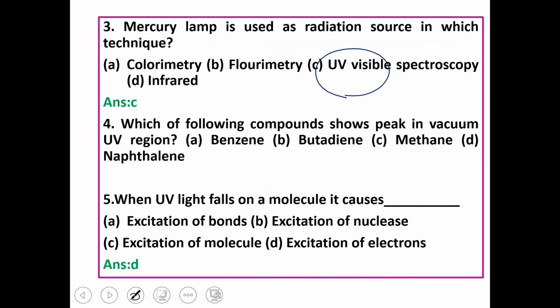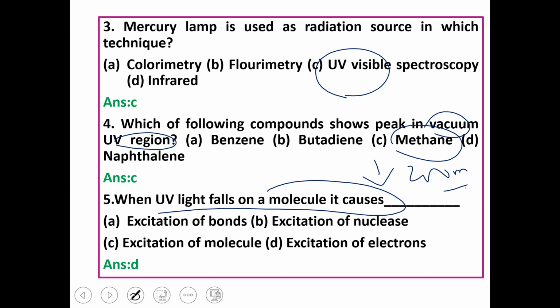Which of the following compounds shows a peak in the vacuum UV region? Vacuum UV region is below 200, right? So below 200 means 125, 135. For this, the student should have knowledge of electronic transitions that I discussed: sigma to sigma star, pi to pi star, n to pi star. Sigma to sigma star is the one where solvents, other vacuums, your saturated alkanes like methane, ethane will have absorption. So you have to choose methane as the choice. When UV light falls on a molecule, it causes what type of excitation? I said different types of electrons are involved. So electronic transition happens. So the answer is D here.